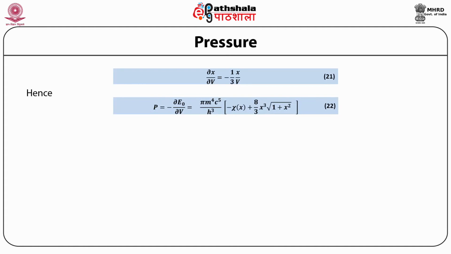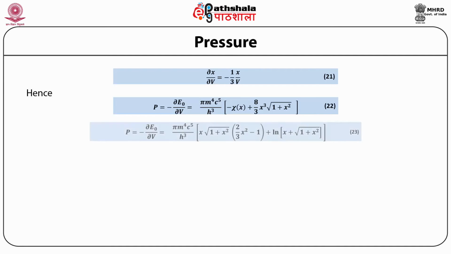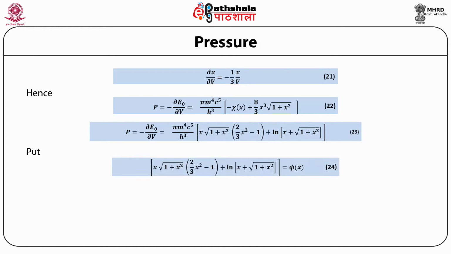Hence, P is equal to minus ∂E0/∂V is equal to πm^4c^5 upon h³ multiplied by minus χ(x) plus 8 upon 3 x³ square root of 1 plus x². Or P is equal to πm^4c^5 upon h³ multiplied by x into the square root of 1 plus x² multiplied by 2 upon 3 x² minus 1, plus log of x plus the square root of 1 plus x². Put this expression equal to 5x, and we get P is equal to minus the partial derivative of E0 with respect to V is equal to πm^4c^5 upon h³ 5x.